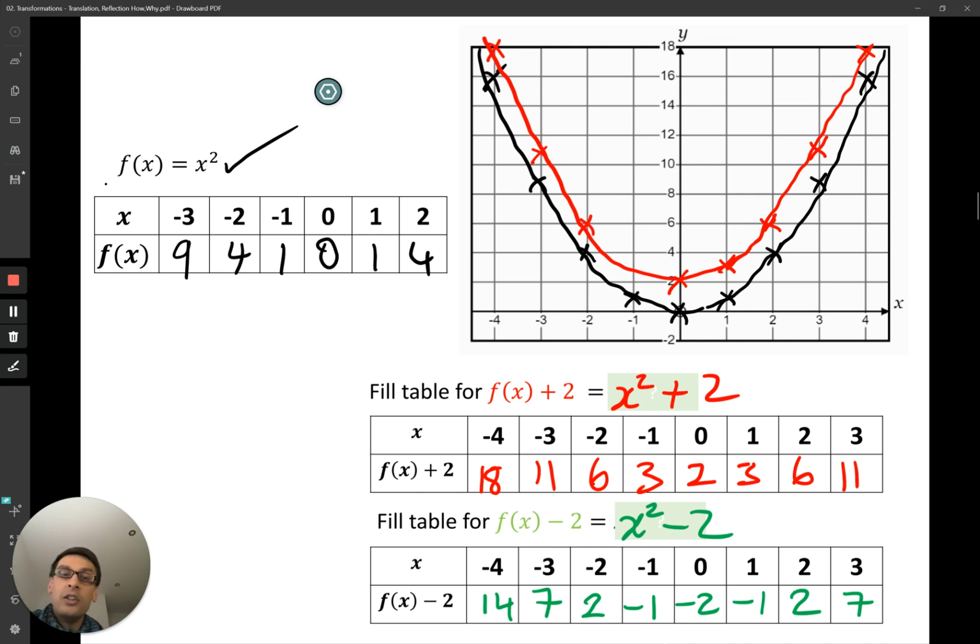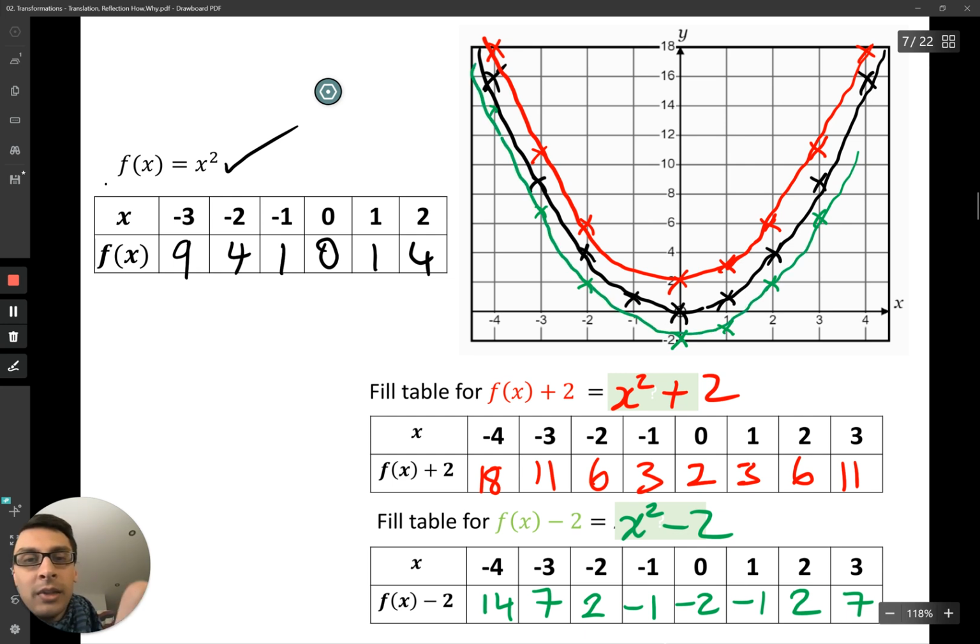I can assume that you predicted it's going to go down by 2 units. So it's 0, negative 2. 1 is going to be negative 1. 2 will be 2. And you can see this does indeed happen here. 3 will go to 7. And then you end up with a plot where each of these values is exactly 2 units below the black line. So you can see why we use function notation. We can kind of simplify these transformations here.